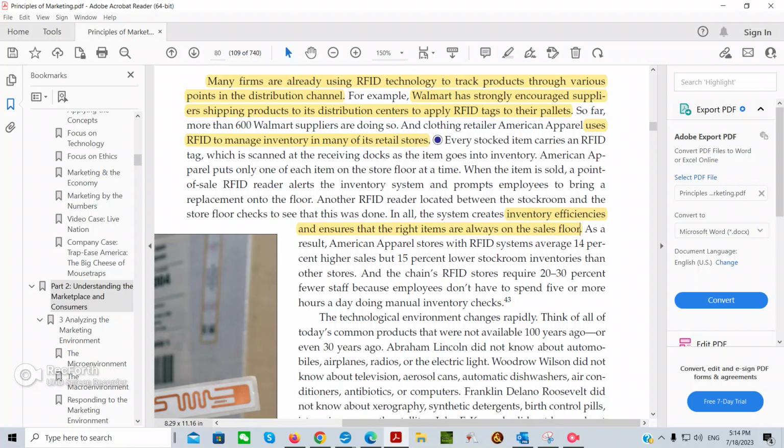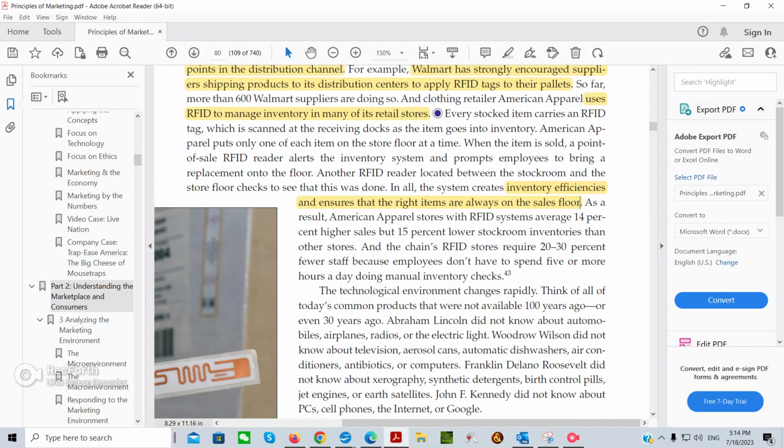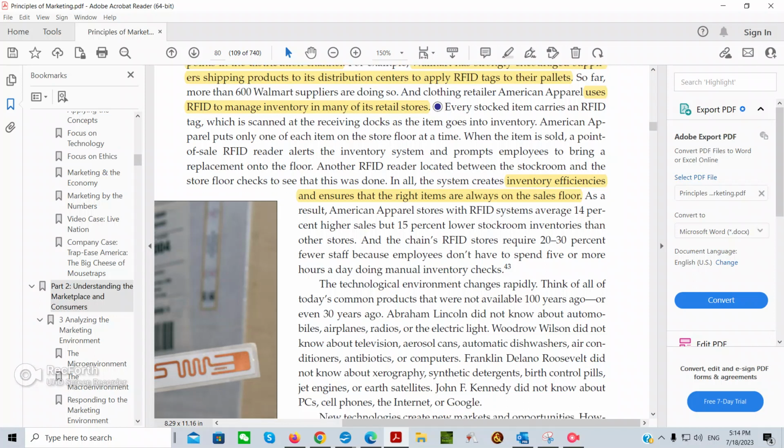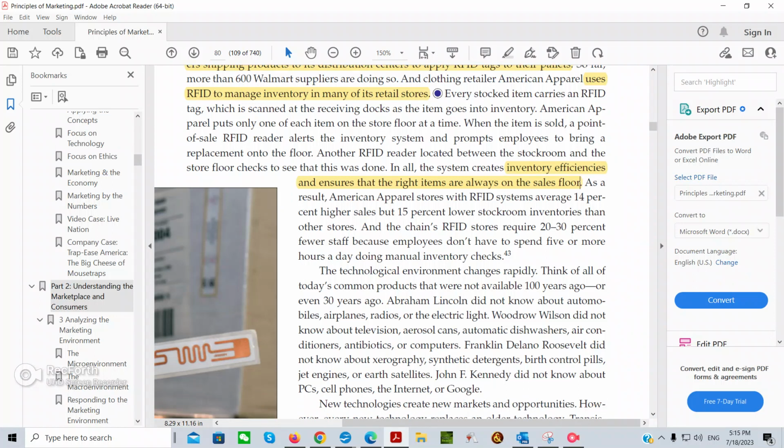The technological environment changes rapidly. Think of all of today's common products that were not available 100 years ago or even 30 years ago. Abraham Lincoln did not know about automobiles, airplanes, radios, and electric light. Woodrow Wilson did not know about television, aerosol cans, automatic dishwashers, air conditioners, antibiotics, or computers. Franklin Delano Roosevelt did not know about xerography, synthetic detergent, birth control pills, jet engines, or Earth satellites.